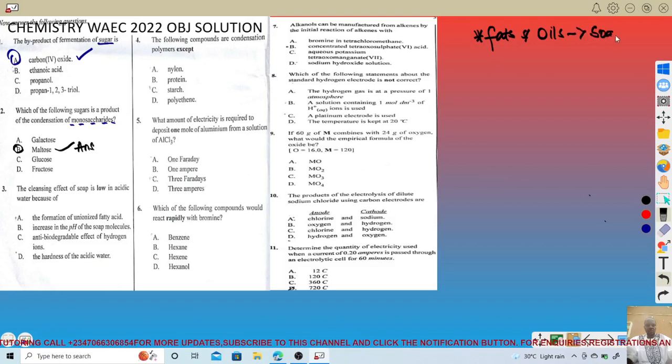I think this stuff is lagging a little bit. Soap and glycerol, I think it's back.